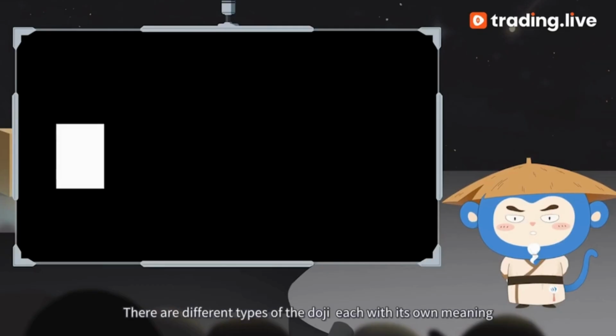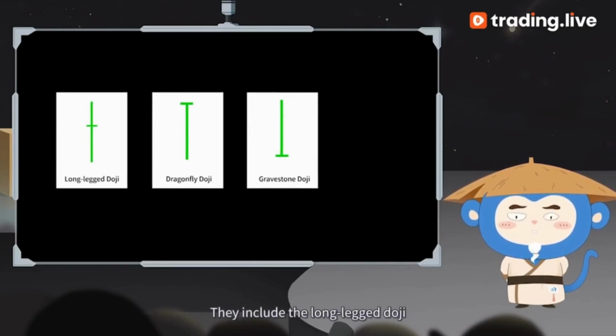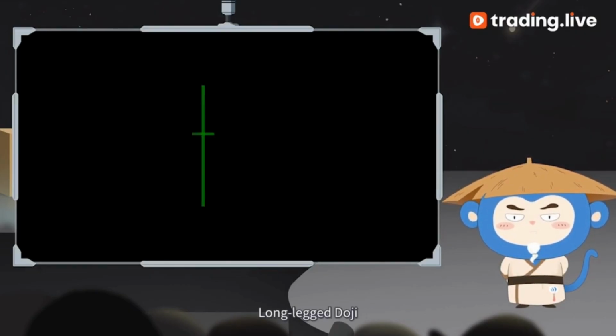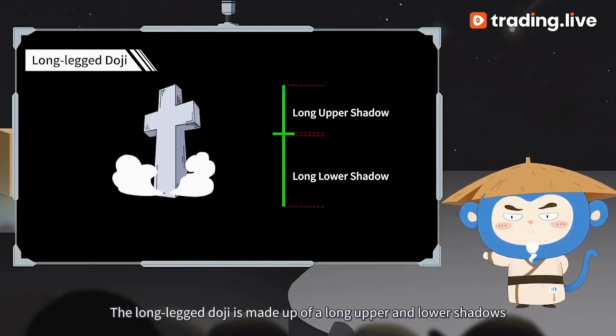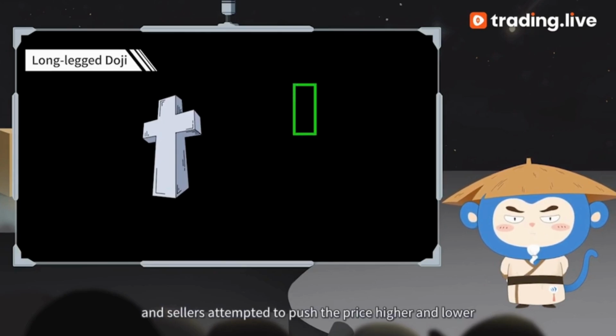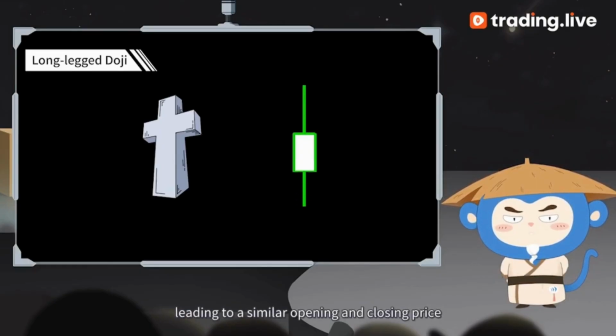There are different types of the doji, each with its own meaning. They include the long-legged doji, dragonfly doji, gravestone doji, and four-price doji. Long-legged doji. The long-legged doji is made up of long upper and lower shadows, just like long legs. It indicates that buyers and sellers attempted to push the price higher and lower, but the two had the same trading power, leading to a similar opening and closing price.